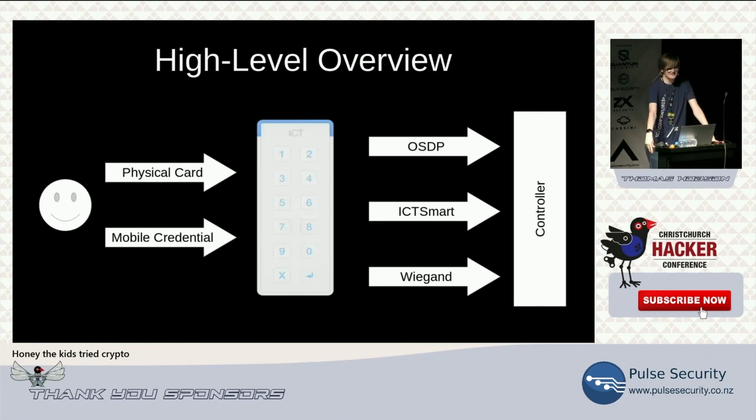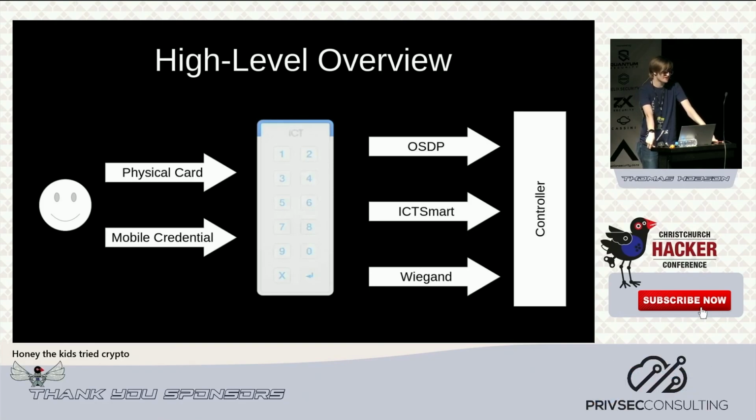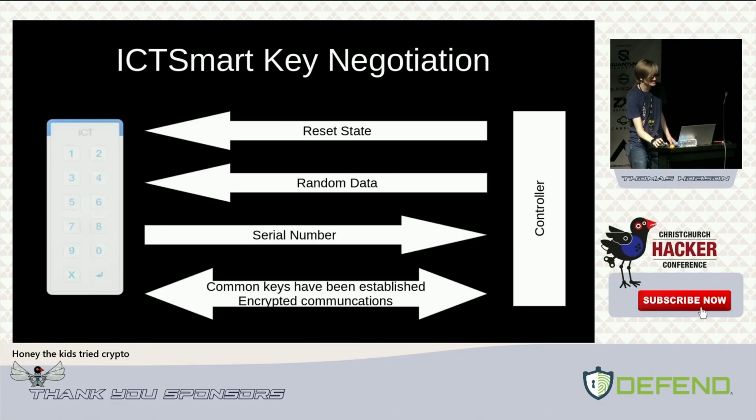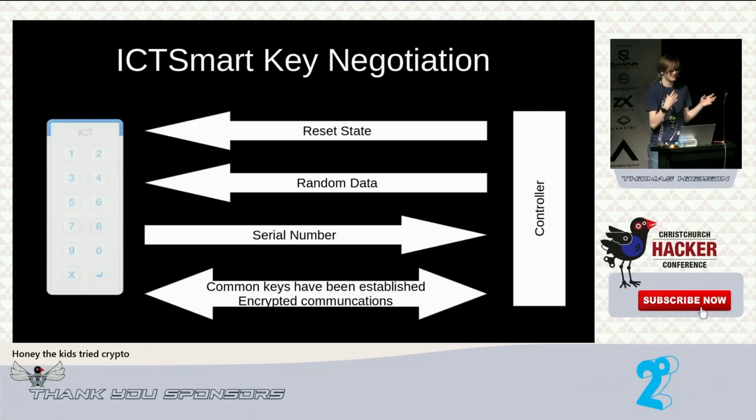But then there's the ICT Smart Protocol. This is a proprietary protocol that goes between the reader and the controller, and I also think between all the modules in their controller. Don't quote me on that either. Essentially, you need to somehow negotiate keys between the reader and the controller. What happens is the controller sends out reset state, reset state, reset state over and over until a device appears and it notices it.